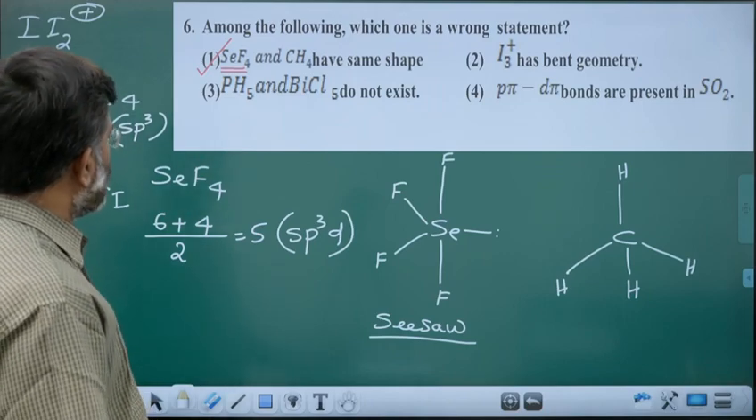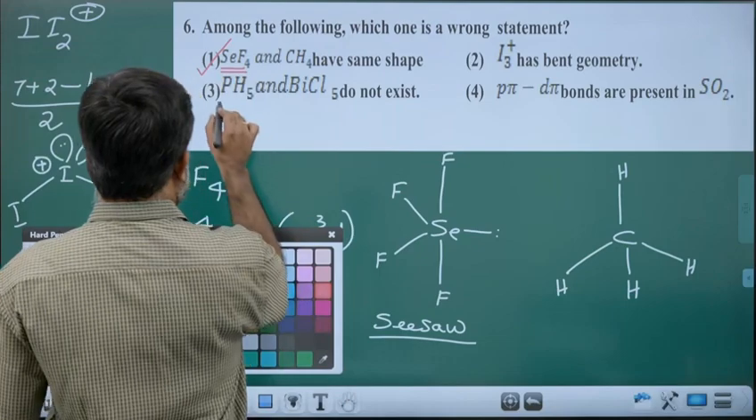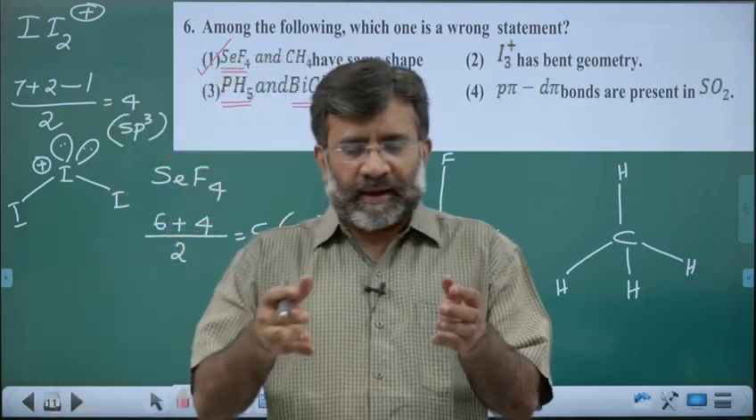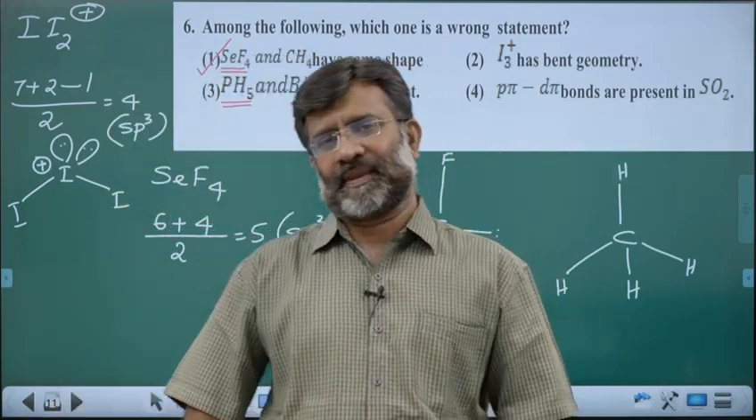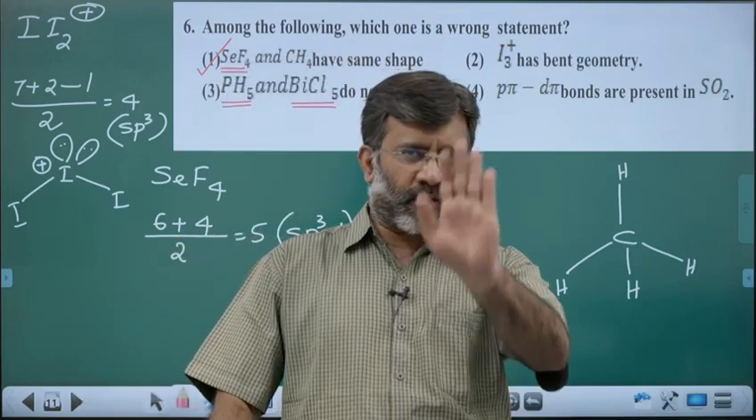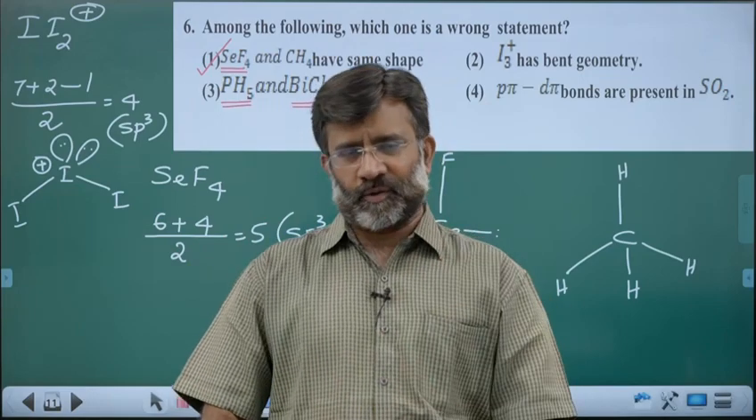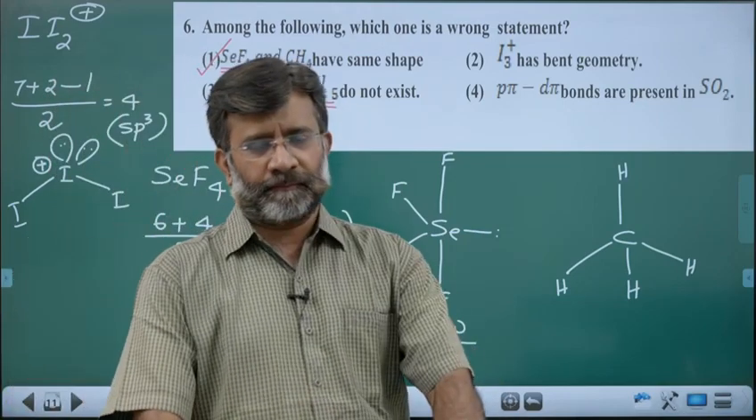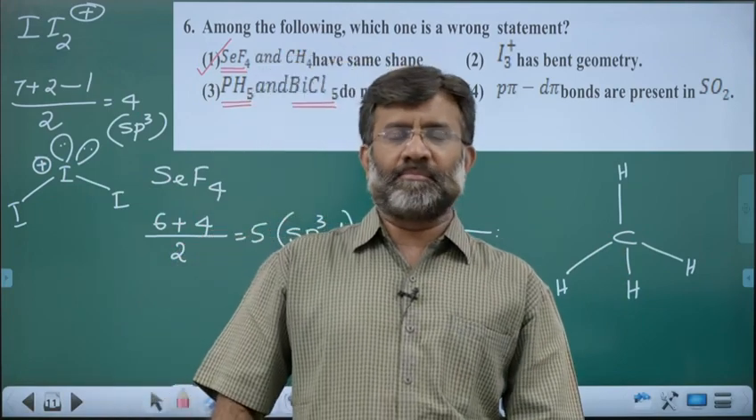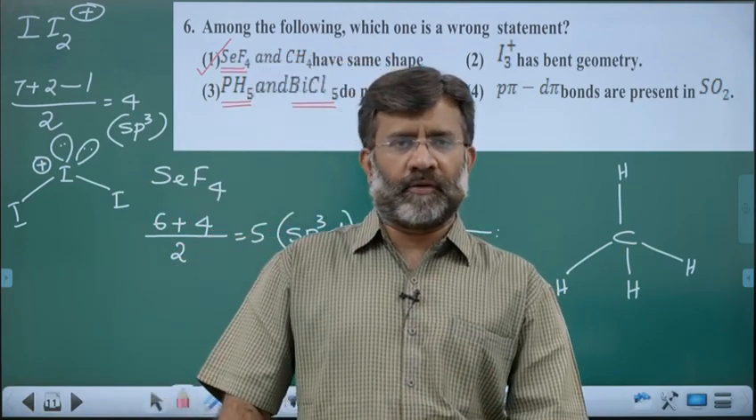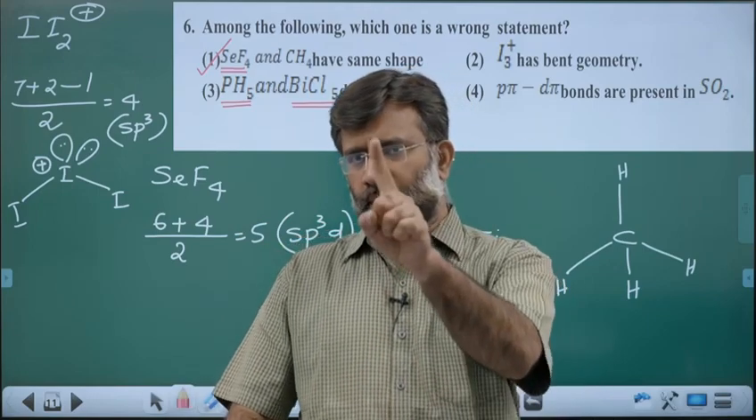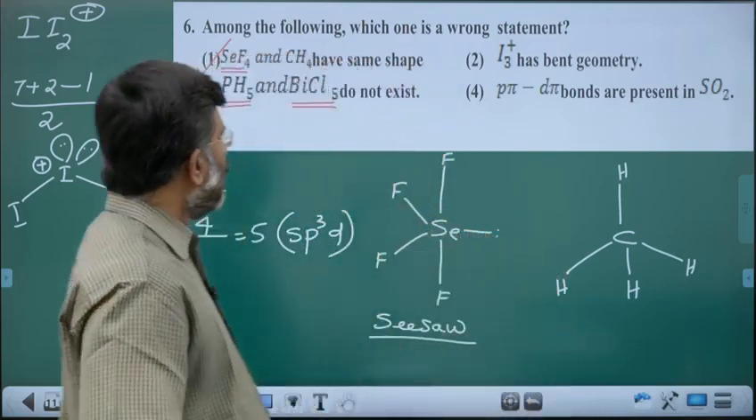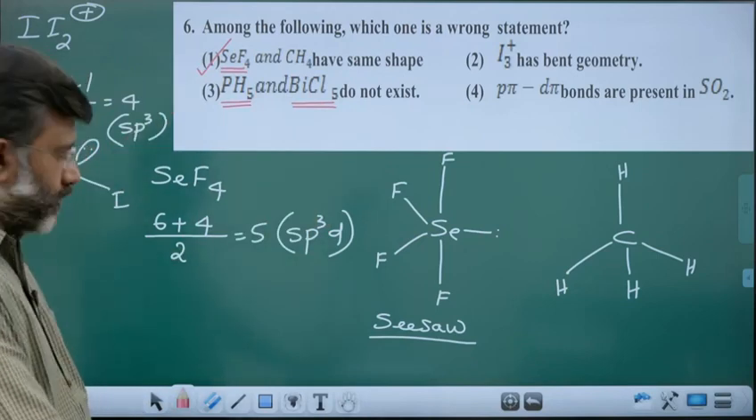PH5, BiCl5 does not exist. All of you know that. PH5 cannot exist, PH3 can. BiCl5 cannot exist. Only identified compound is BiF5. The plus 5 oxidation state for bismuth is not comfortable and is observed only with fluorine. You have learned there is a p-pi d-pi bond in SO2. Definitely SO2 is a bend shape. There is a multiple bond, and the multiple bond involves the p orbital of oxygen with the d orbital of sulfur. There is p-pi d-pi bonding. Okay, next. So all the statements are true except the first one.